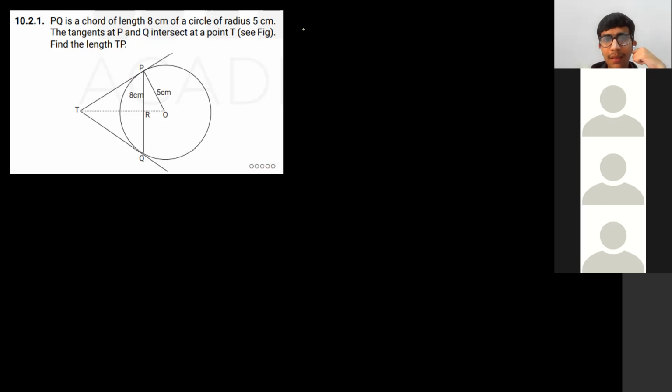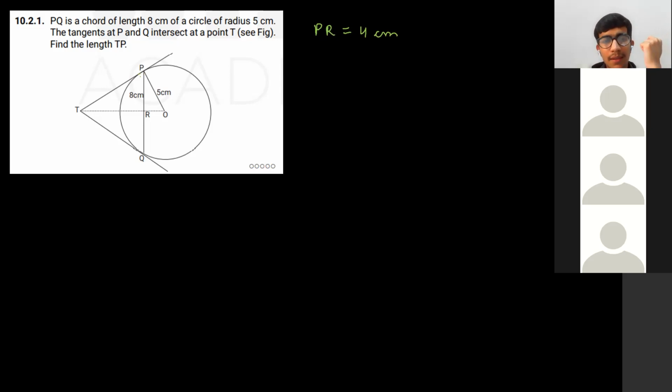First tell me what will be the length of PR? 4. 4 centimeters. Everyone agrees to this? Yes, sir. Okay, anyone who could tell me the reason why PR is equal to 4 centimeters? Because the chord is 8 centimeters, and the center will bisect it, so it will be half, so it will be 4. Okay, so PR is equal to 4 centimeters.